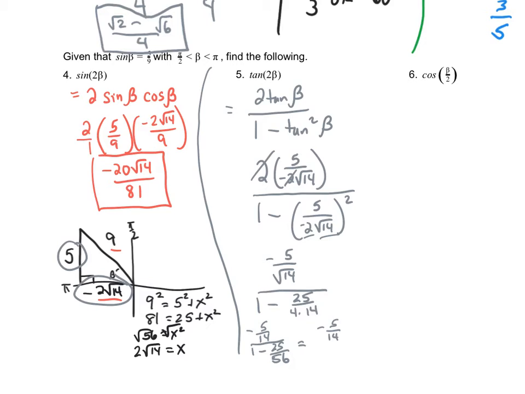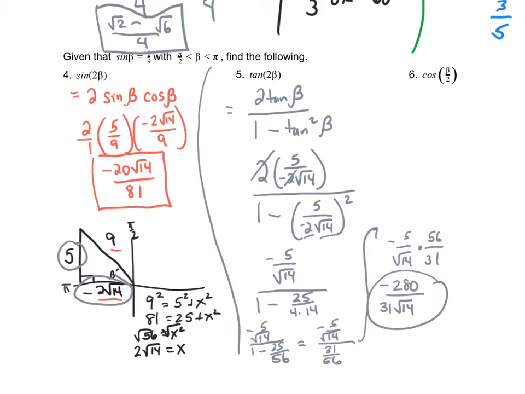So negative 5 over radical 14. Got the radical on this one. Over 31 over 56. Then I can just flip it, do the old flip and change. So it'll be negative 5 over radical 14 times 56 over 31. So that's going to be negative 280 over 31 radical 14. And you could rationalize if you want just by simply multiplying top and bottom by radical 14. But I'm just going to keep it like this.